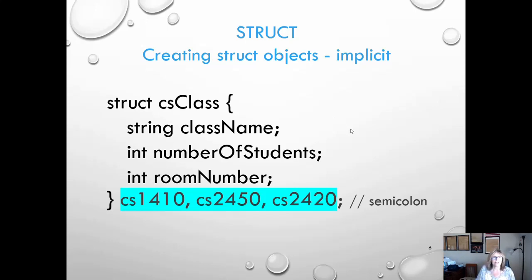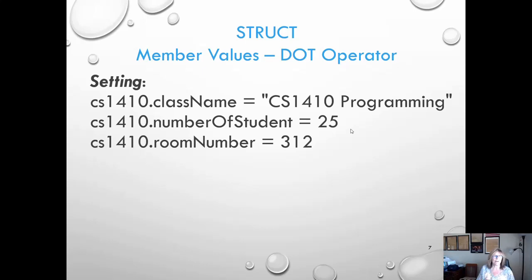Here's an example, we'll just do CS1410. It has a class name, it also has a number of students, and it also has a room number. We're going to use the dot operator in order to access each one of the individual members. Obviously class name is a string, and both number of students and room number are integers, so I'm just going to initialize them to those values.